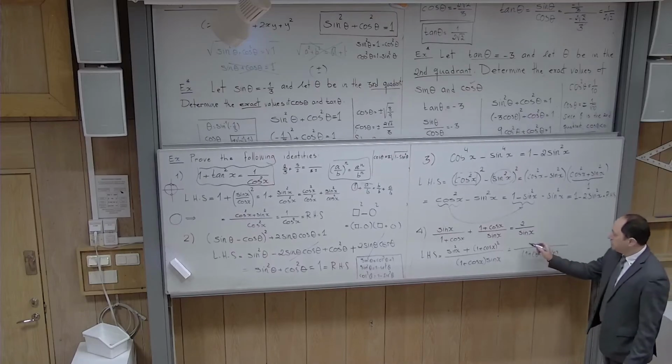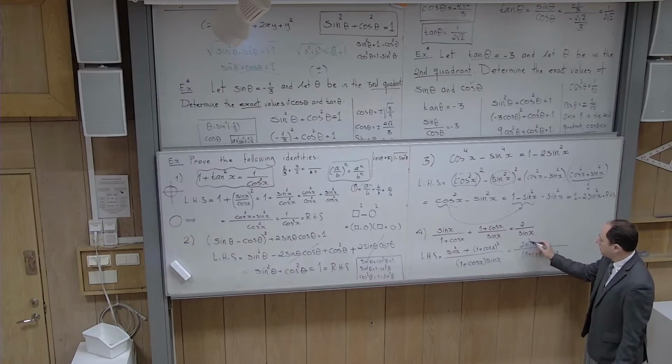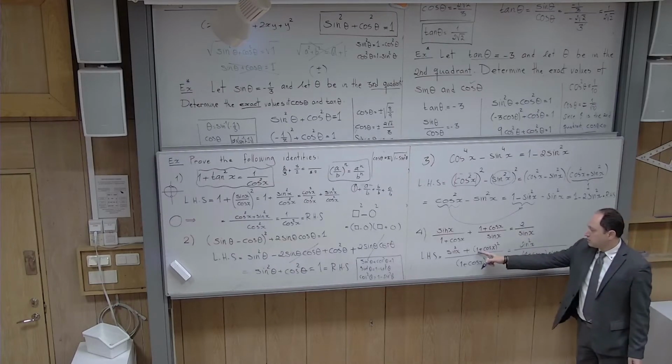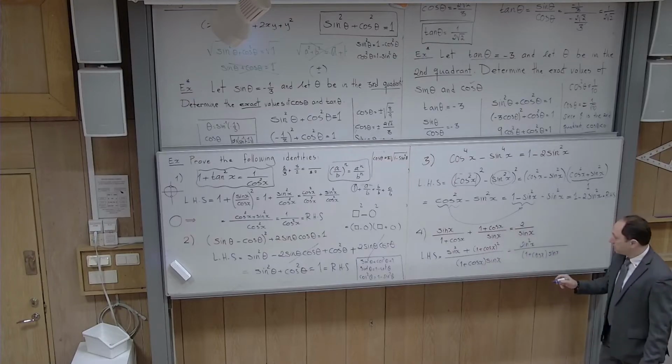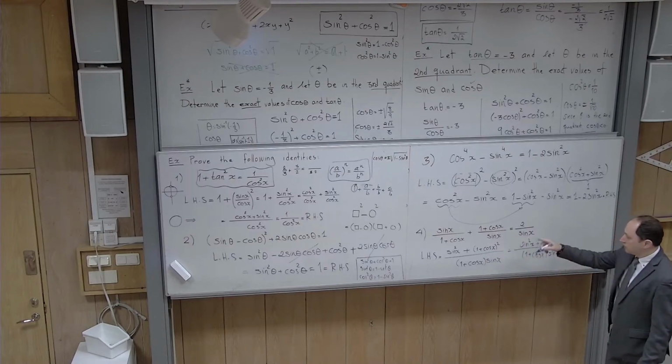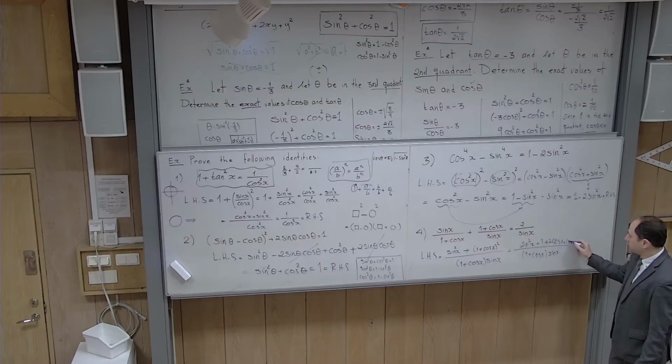For sine squared, it's not very clear what we can do right now, so just copy and paste, but at least we know what to do with this one. I just square it. This becomes the first one squared, 2 times the first one times the second one, plus the second one squared, yes?